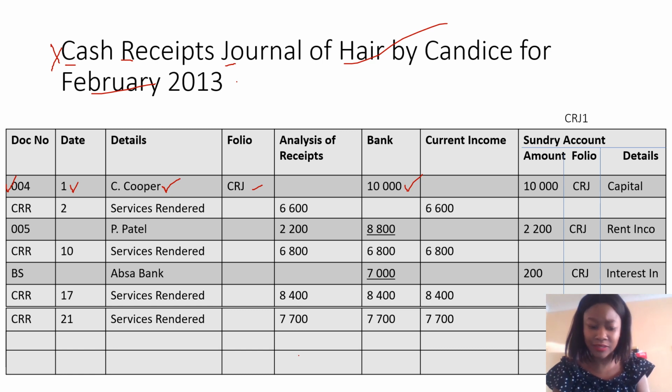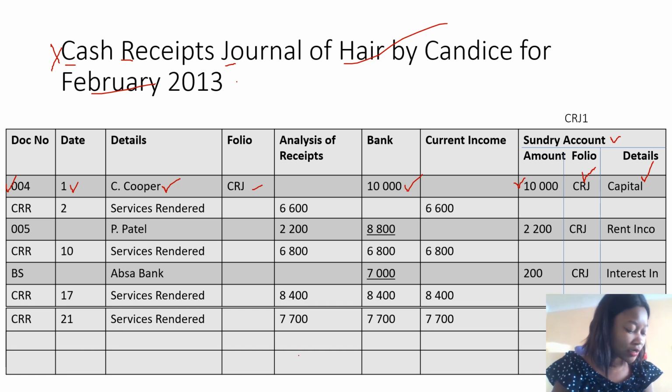And then another account affected in this transaction is capital. Do we have a column for capital? Our next column is current income. So we don't have a column for capital. If we don't have a column for a particular transaction, we record that transaction in the sundry account. And then we will write the amount. It is 10,000. Folio, it's still in our CRJ. And why are we receiving this 10,000? Because of capital contribution.